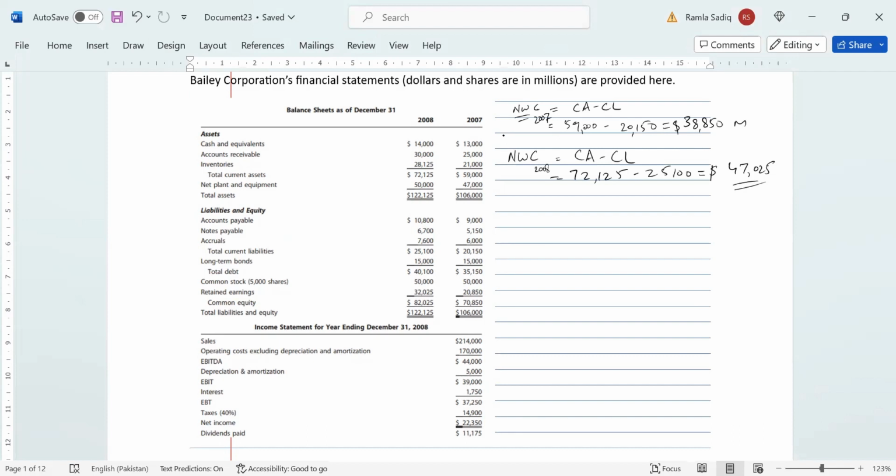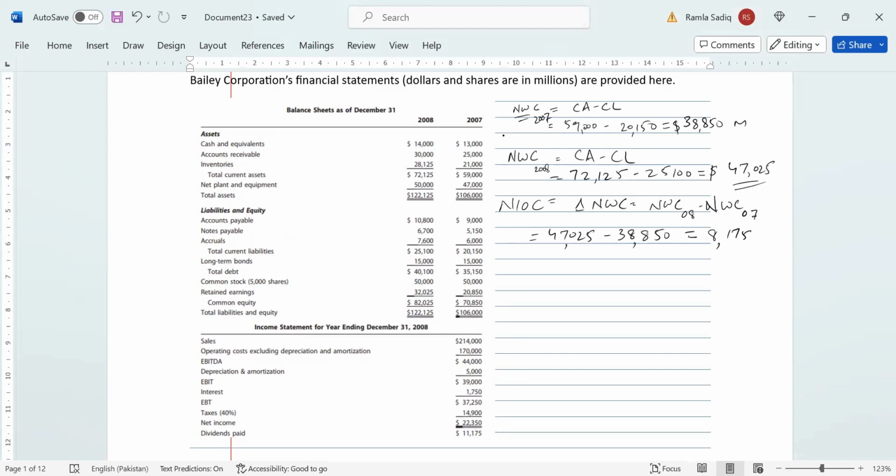Okay, so first of all, we want to calculate our net investments in operating capital. The net investment in operating capital is going to be equal to the change in net working capital. That's why we calculated the net working capital for 2008 and 2007. So the 2008 working capital of 47,025 minus our 2007 capital of 38,850 gives us a net investment in operating capital of $8,175 million.